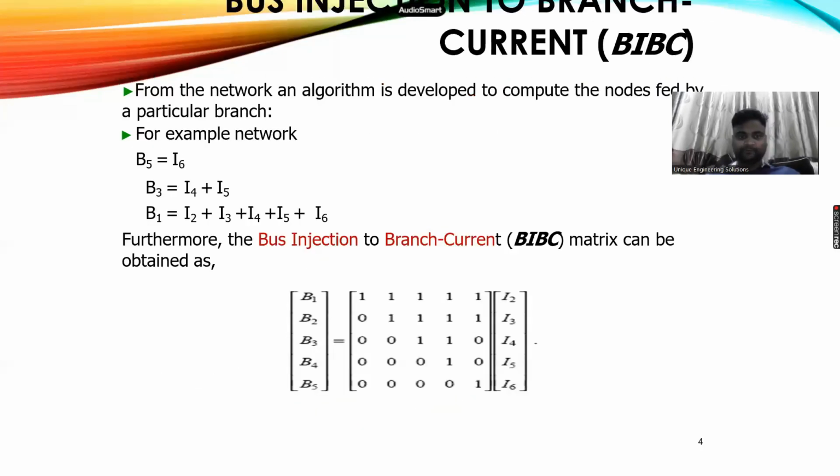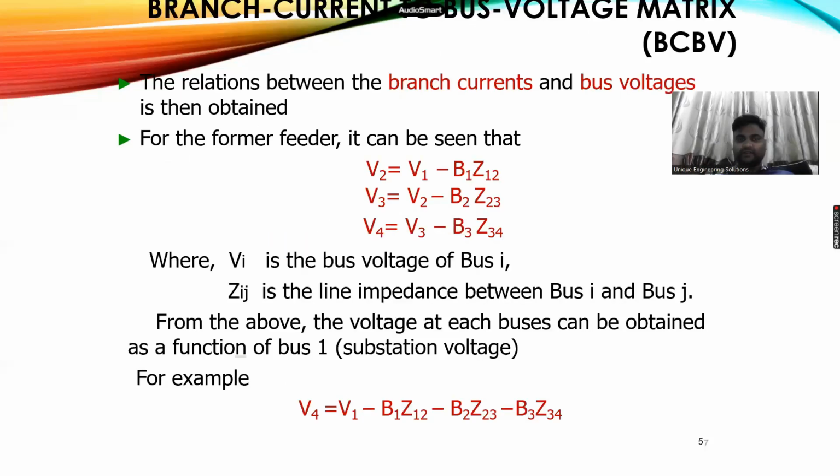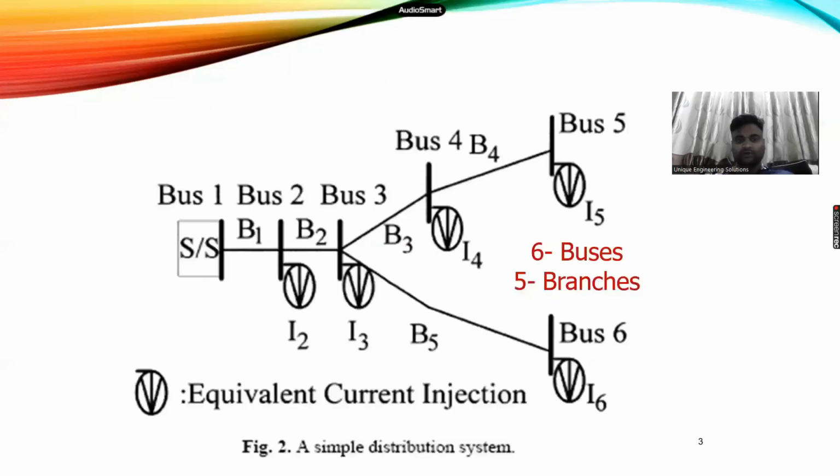The BCBV matrix can be found using KVL. In this matrix, we have to find the drop between all the buses and the source only. That is, in the given figure, if we are going to consider bus 2, then we have to consider the drop from the source substation to bus 2. If we are going to consider bus 6, then the drop should be considered from the substation to bus 6.